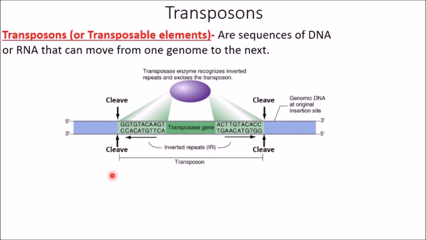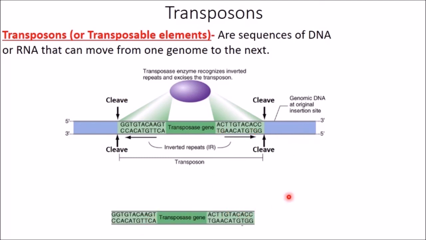In order for you to understand this, I'm going to go through one transposable element mechanism, and that is that of the insertion sequences that we talked about earlier. So here's what happens. The transposase enzyme recognizes inverted repeats and excises the transposon, and it has a transposase gene right here. So it recognizes these inverted repeat sequences and cleaves, in the genome, let's say in the bacterial chromosomal genome. And then now you have this free thing that can move.